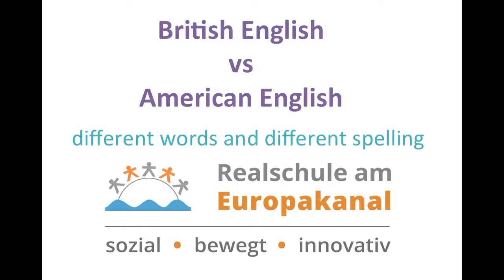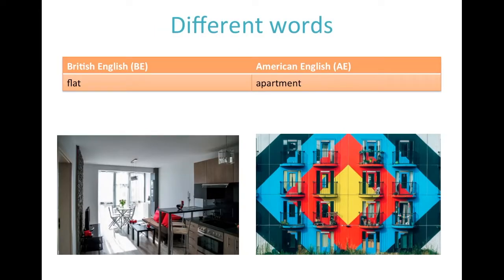Hello everybody, today we talk about British and American English. More precisely, the differences in words and some differences in spelling. One word which is different is, for example, flat in British English and apartment in American English. It's the same, but it's just a completely different word.